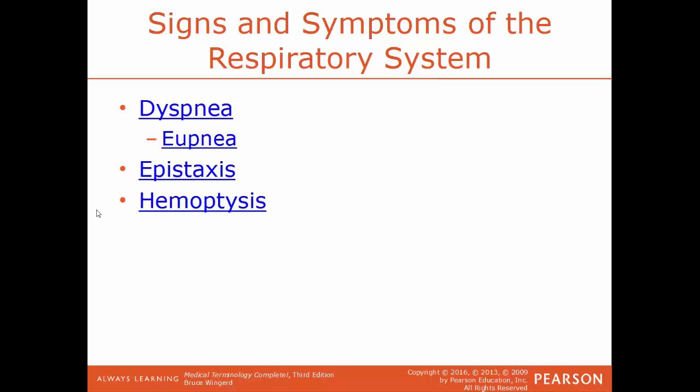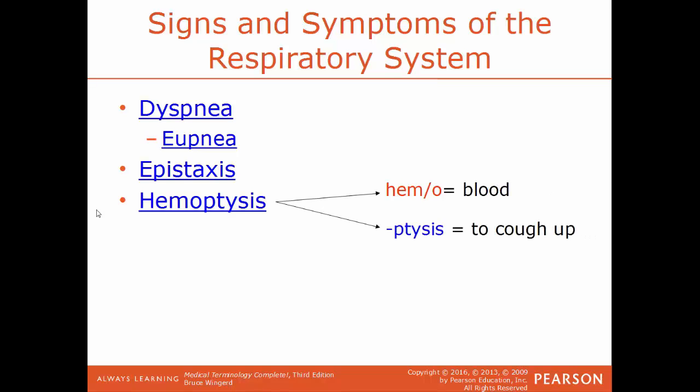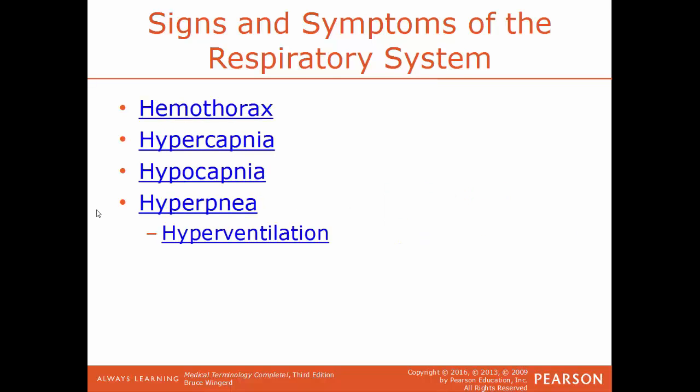And our last term here, hemoptysis. We're going to break this term down. Hemo means blood. Ptysis means to cough up. So this term literally means to cough up blood. The next term, hemothorax. This is where blood will build up within the pleural cavity, which is the area in the thorax, in the thoracic cavity.